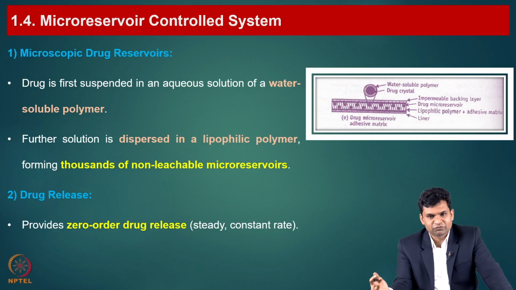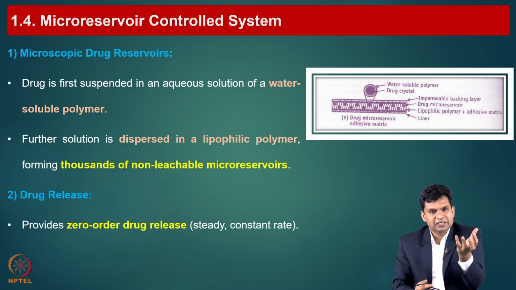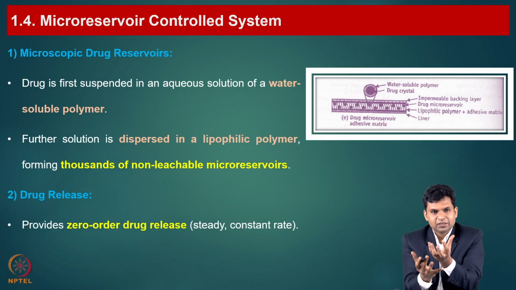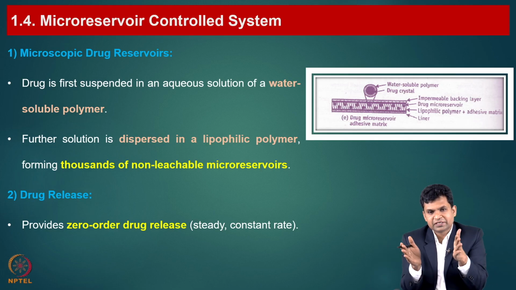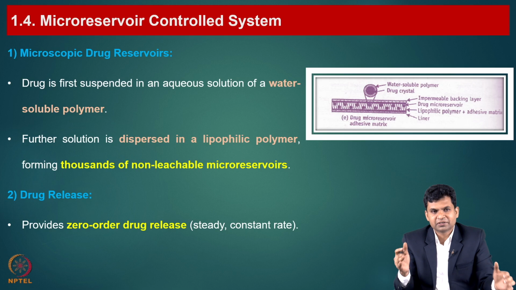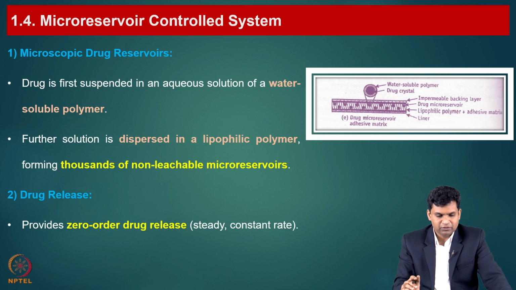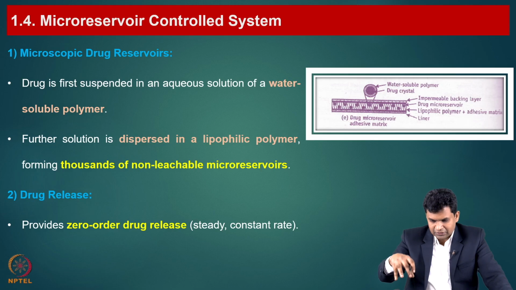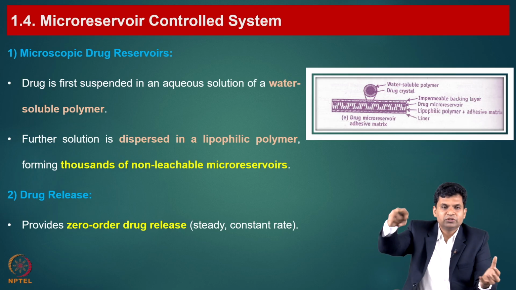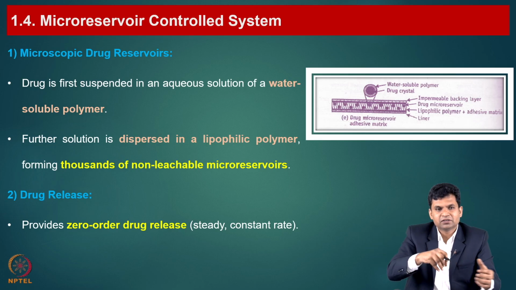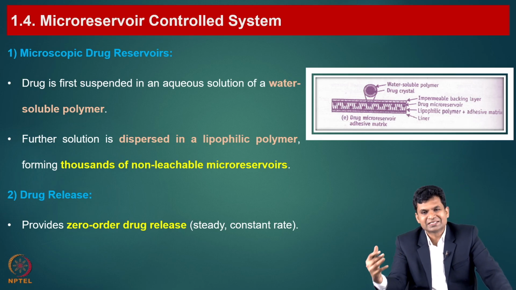Now, we know the reservoir systems. When you take any drug and disperse it in a polymer, or encapsulate the drug in some polymer, it is called a reservoir. Then what is the microreservoir? Taking that drug-loaded or encapsulated polymer solution into another system, right. So, that is called a microreservoir system.